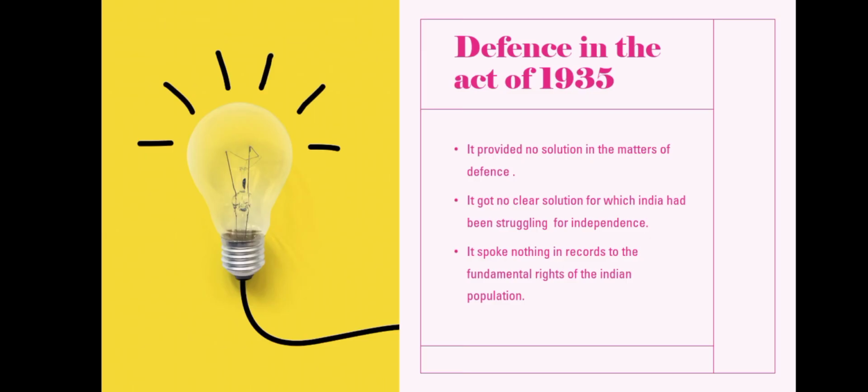Now we will discuss the defects in the Act of 1935. It provided no solution in the matter of defense. It gave no clear solution for which India had been struggling for independence. It spoke nothing in regards to the fundamental rights of the Indian population, even though the British assured dominion status to India. They did not actually grant powers to the Indians. The British still held power to govern as they pleased.